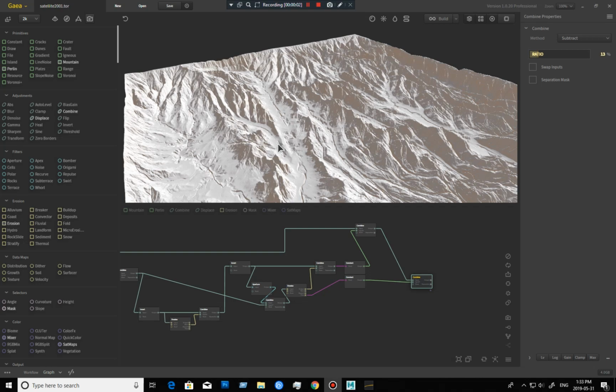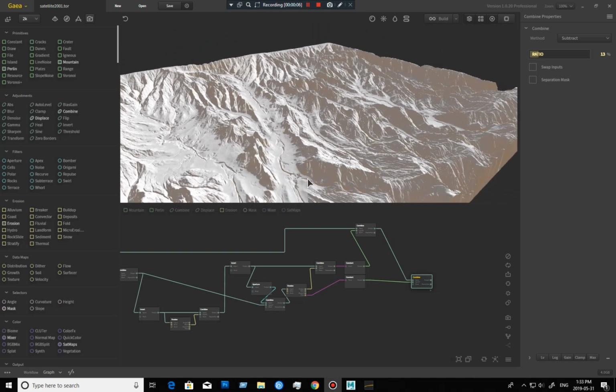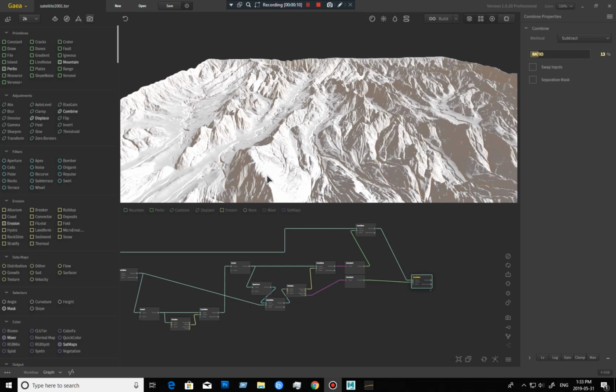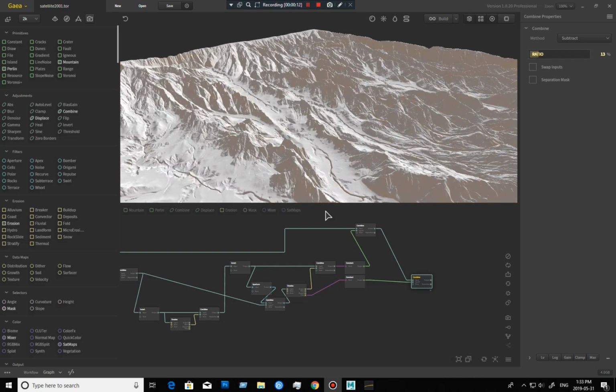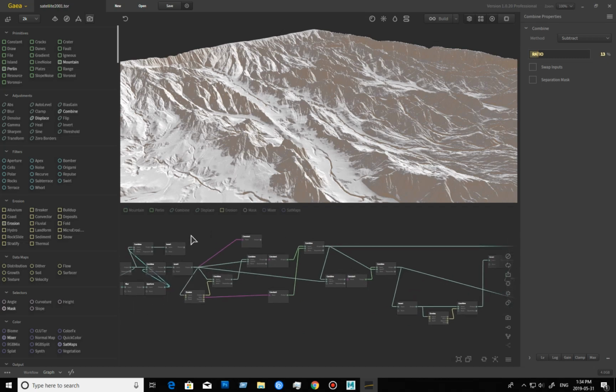Okay, ladies and gents, this is going to be a breakdown of this satellite sort of terrain that I put together. This is not a tutorial. I'm just going to show you how I put this together. It's a little bit of a complicated, finicky little piece of work.